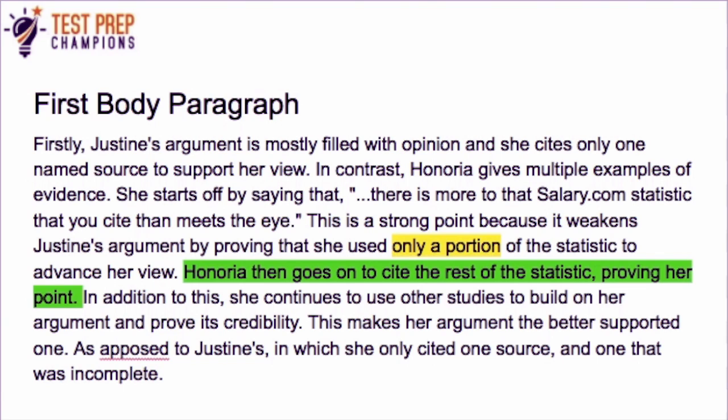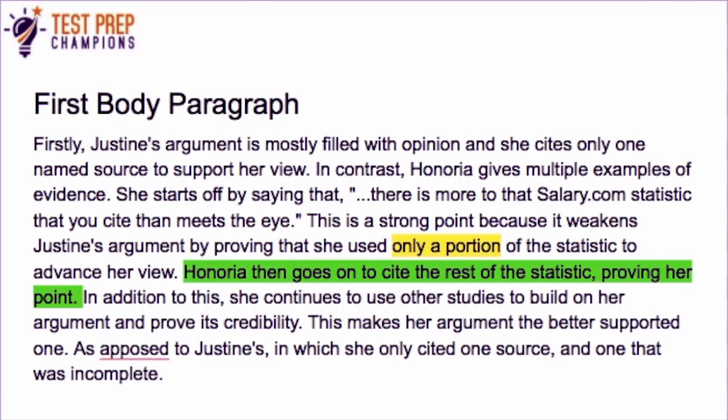So you say, in contrast, another good transition phrase, Honoria gives multiple examples of evidence. She starts off by saying that there is more to that salary.com statistic than you cite than meets the eye. This is a strong point because it weakens Justine's argument by proving that she used only a portion of the statistic to advance her view.